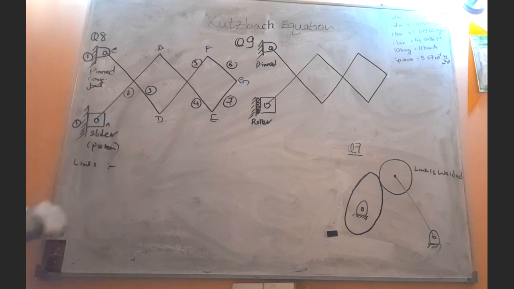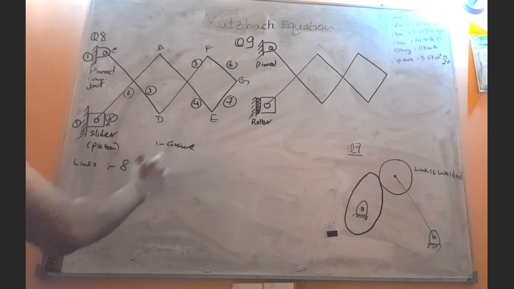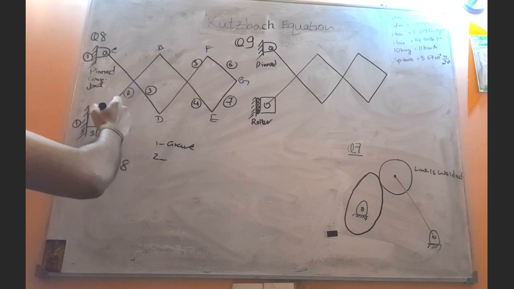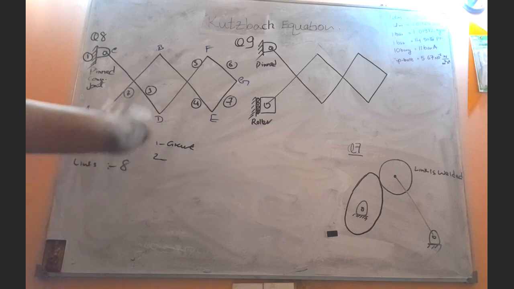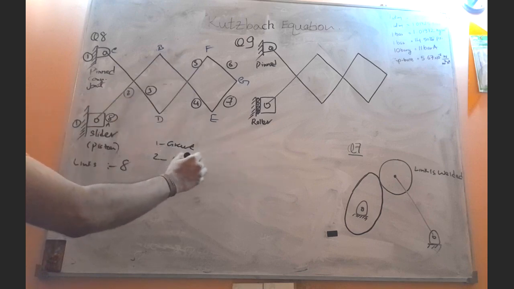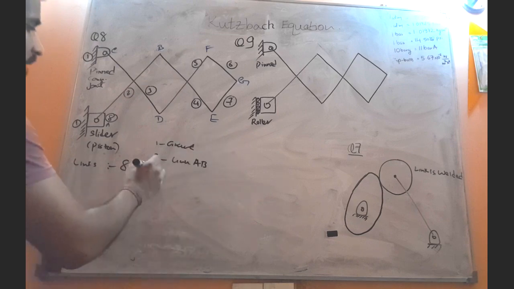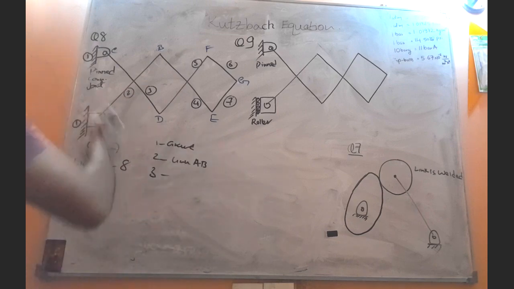This piston is another link. So we have a total of 8 links. Shall we check again? The very first link is the ground. Second link is this link AB. Third link is the link CD.